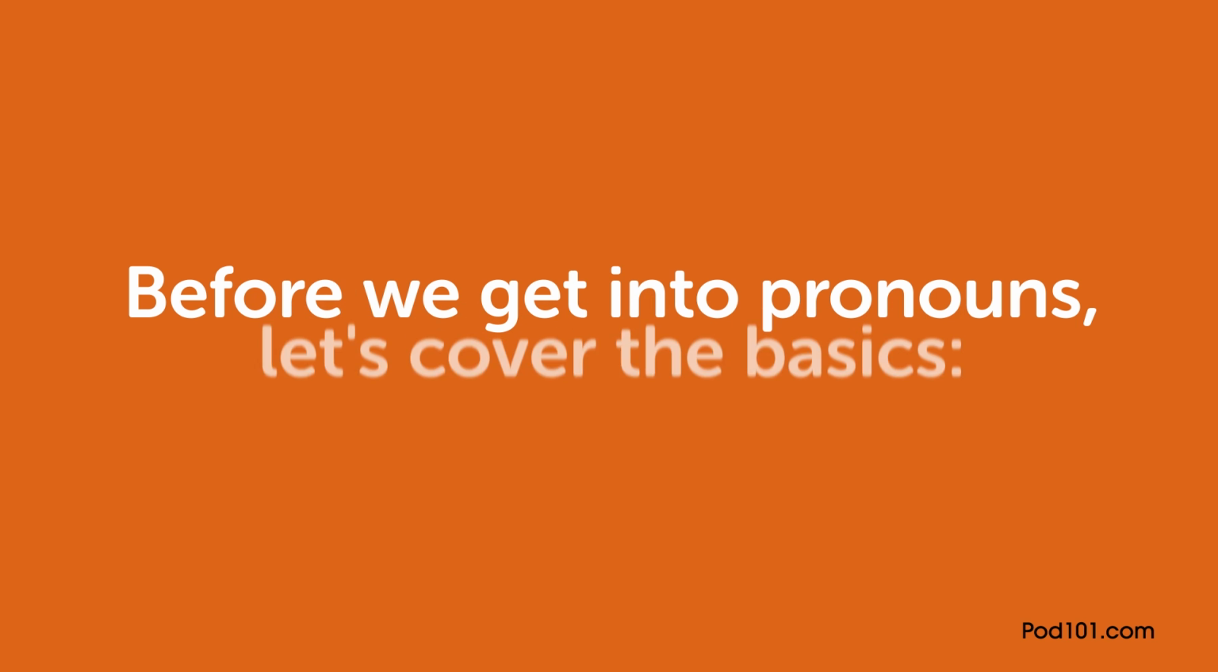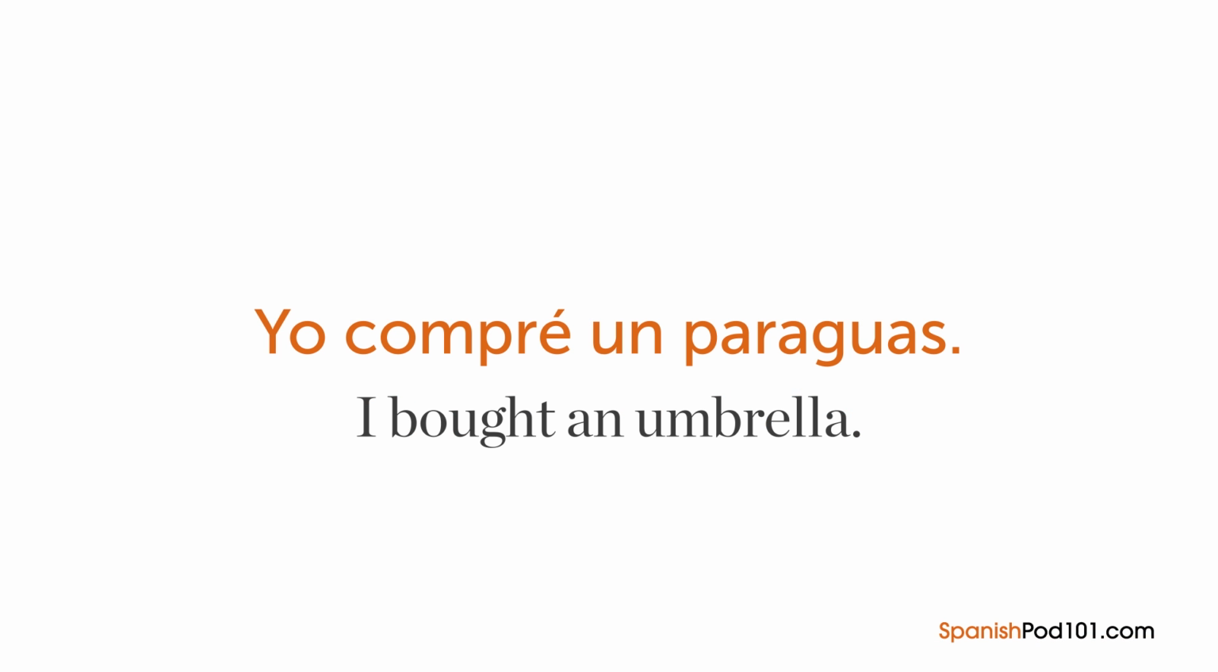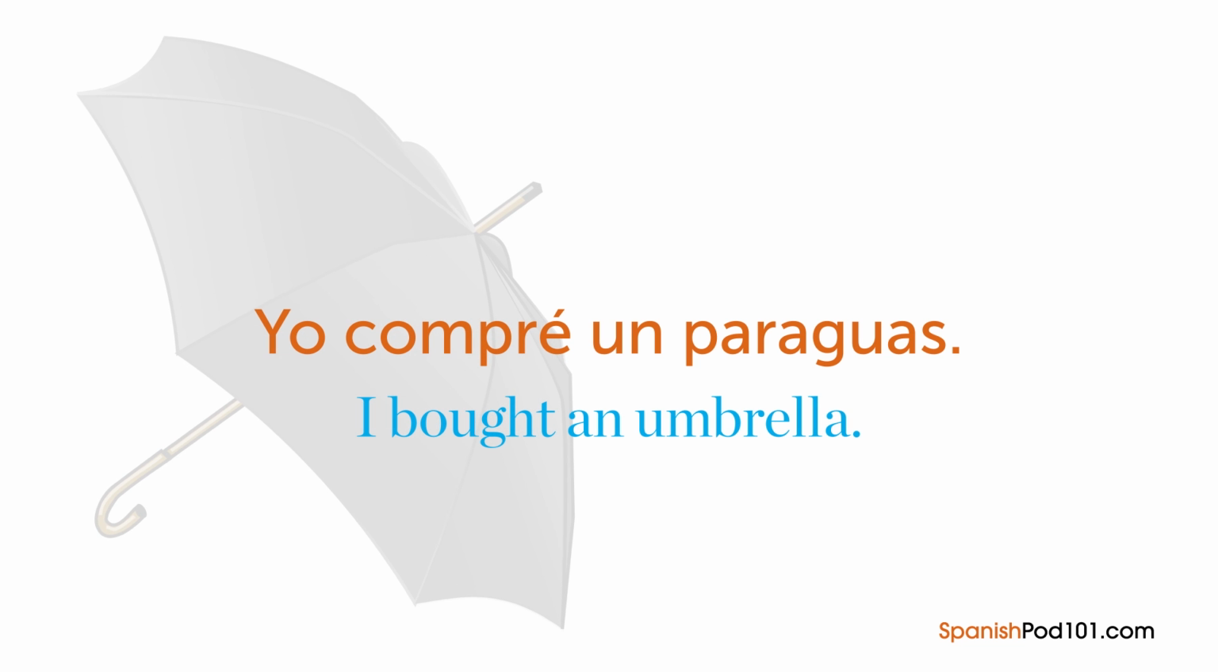Before we get into pronouns, let's cover the basics. Every sentence has a subject and an object. For example, in the sentence, yo compré un paraguas, which means I bought an umbrella, yo, which is I, is the subject, and un paraguas, which is an umbrella, is the object.